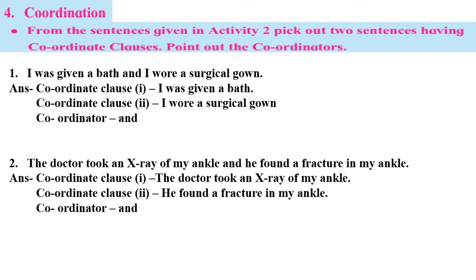First one, I was given a bath and I wore a surgical gown. Answer, coordinate clause 1, I was given a bath. Coordinate clause 2, I wore a surgical gown. Coordinator, and. Second one, the doctor took an X-ray of my ankle and he found a fracture in my ankle. Answer, coordinate clause 1, the doctor took an X-ray of my ankle. Coordinate clause 2, he found a fracture in my ankle. Coordinator, and.